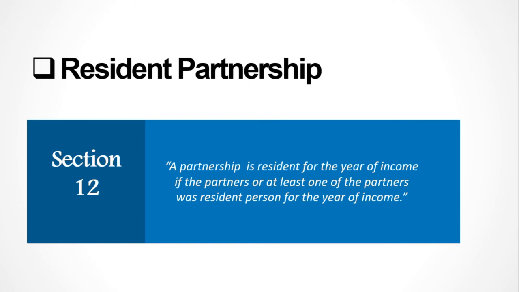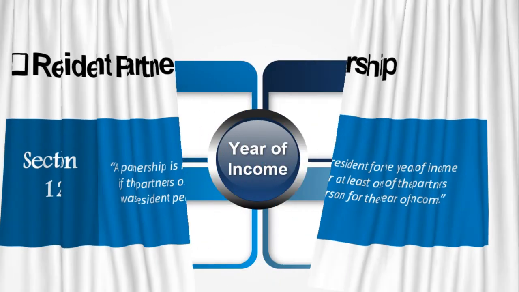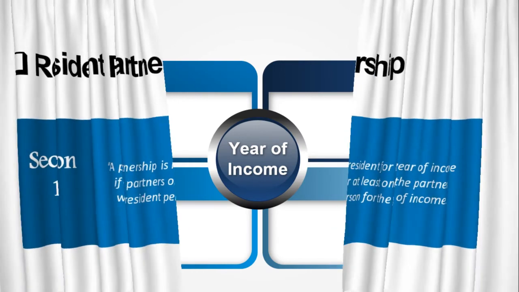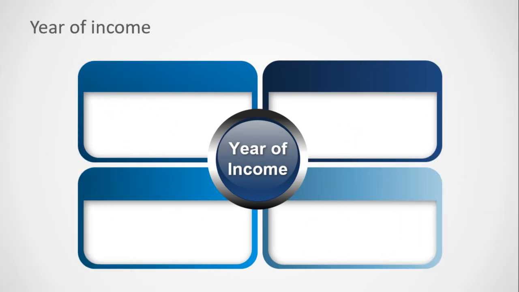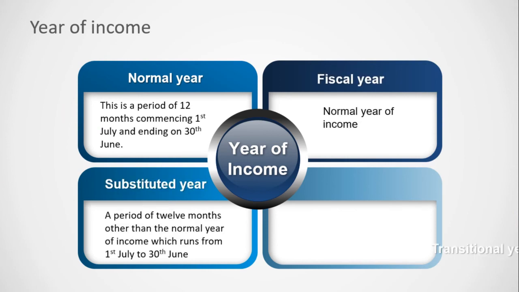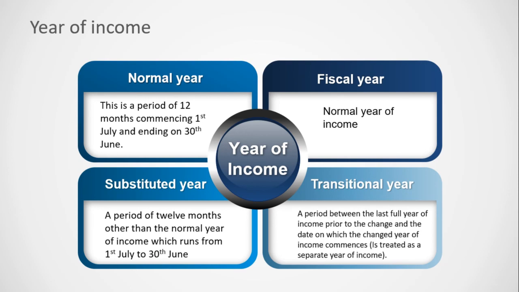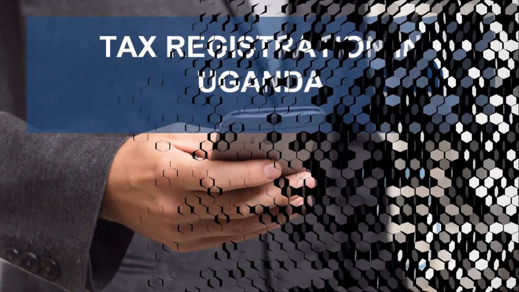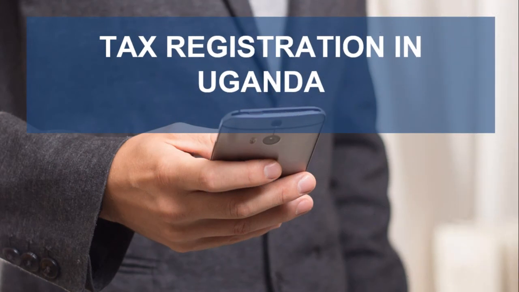Look at the different issues that are brought out by the law when it comes to determining whether a partnership is resident or non-resident. Again, what you need to know as a tax practitioner, very important, is the year of income. We shall look at the meaning of normal year of income, fiscal year of income, substituted year of income, and also the transitional year of income. So I guess you can see that this is a very in-depth discussion we are going to have.